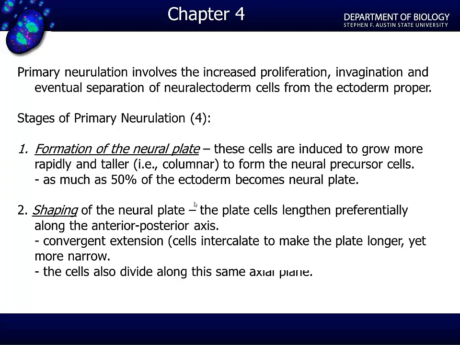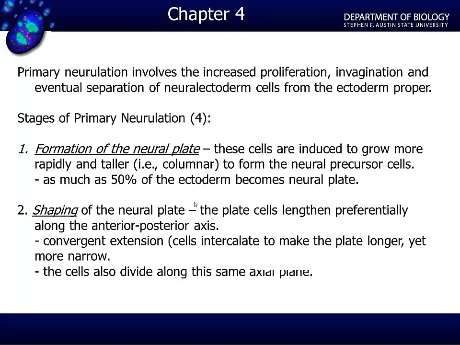But with primary neurulation, first we form our neural plate. Again, this is going to be induced by the notochord. Cells are going to get much taller. Typically, we might have fairly flat to cube-shaped epithelial cells. But for our neural plate or neuroectoderm, these are going to be very tall. They're going to be columnar. And when we look at our existing embryonic disc, especially this cranial portion, as much as 50% of the ectoderm is going to become neural plate. Now, it's not that 50% of your body is central nervous system, but at this point in development, half of that ectoderm is going to be involved in making neural plate.